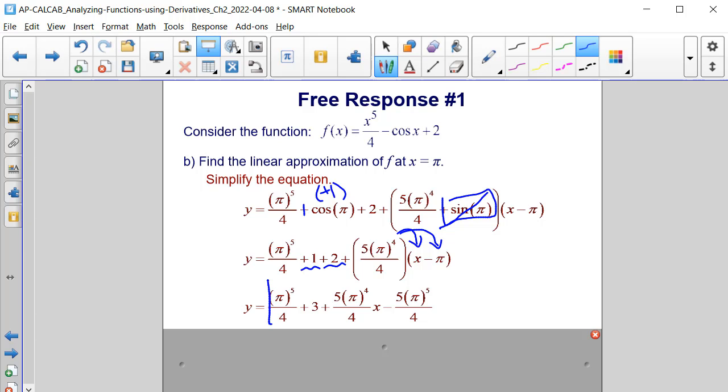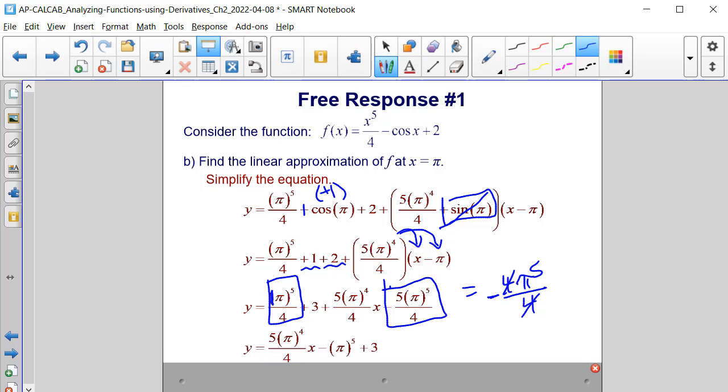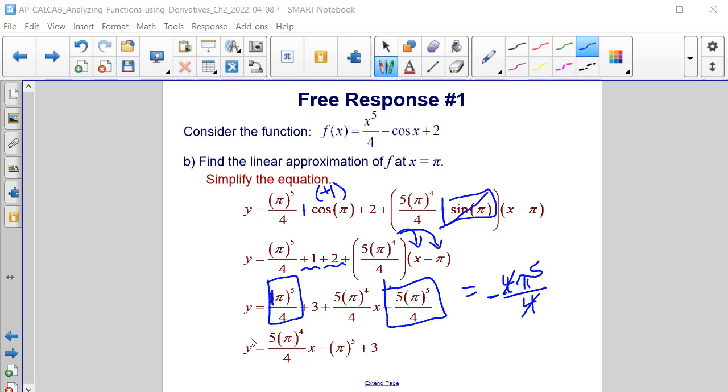Notice we have like terms here now. We have a 1 in front of this pi to the 5th divided by 4 minus 5 pi to the 5th divided by 4. And when we combine these together, that's going to be -4 pi to the 5th over 4. Well, these 4's are going to cancel out, so we just have minus pi to the 5th. So we have 5 pi to the 4th divided by 4 times x minus pi to the 5th plus 3. And that is the final answer to this question. Find the linear approximation of f at x equals pi.